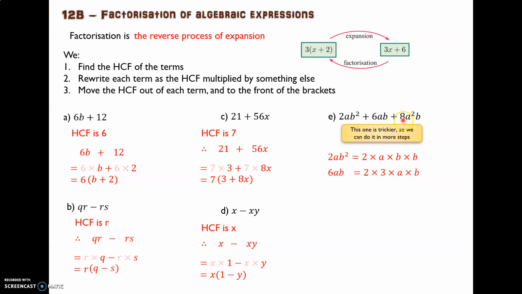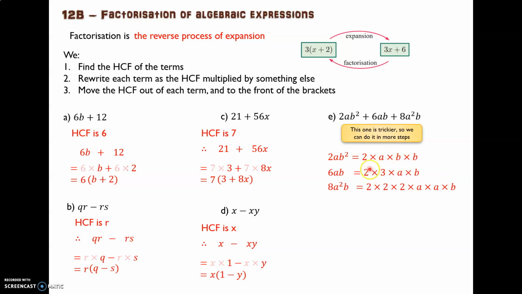And finally, 8. If I want to break 8 into prime factors, so into numbers as small as possible that multiply together to give 8, 8 breaks down into 2 times 2 times 2. A squared is a times a, and the b, well, just on the end as a times b. Whew! Okay, you can see why we're doing this in steps, right?